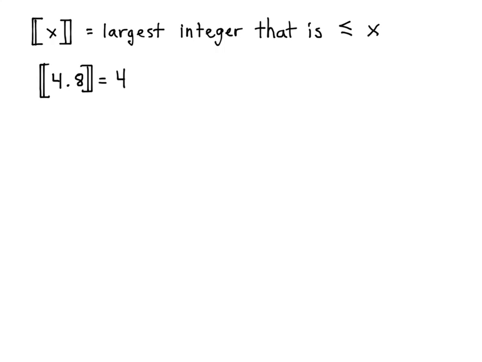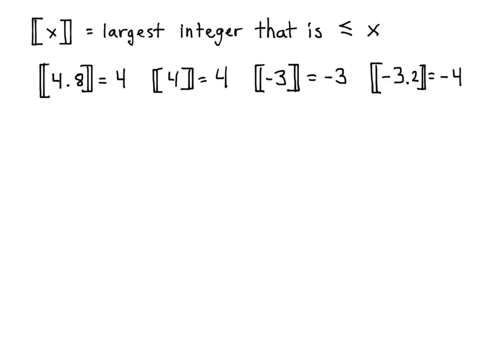And so the largest integer less than or equal to 4.8 is 4. When it is 4, it is 4. When it's negative 3, it's negative 3. But here's the tricky part now. The largest integer that's less than or equal to negative 3.2 is actually negative 4, right? Because negative 3 is actually larger than negative 3.2. So this is a function. It's not the absolute value, but it's kind of a tricky function in the sense that it does different things depending on whether you're positive or negative.